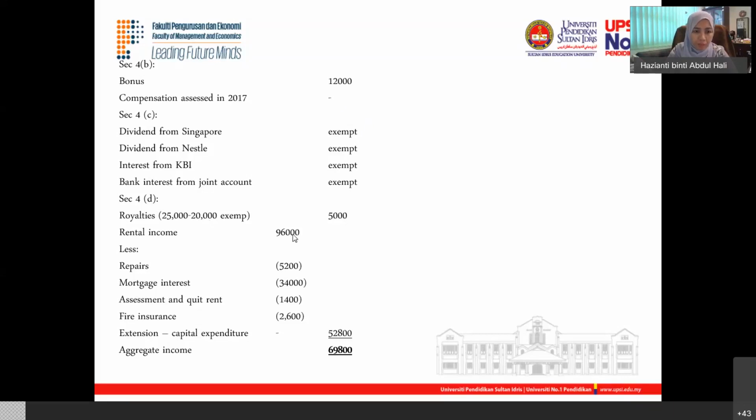This is the rental income: repairs, mortgage interest, assessment and quit rent, fire insurance, but the extension is a capital expenditure, so it cannot be deducted. That will give us 52,800 in total. Aggregate income for Vincent Chin is 69,800. Did everyone get up to here?